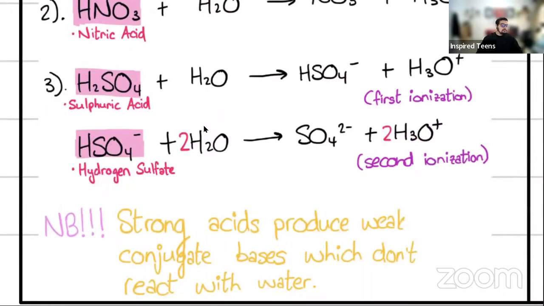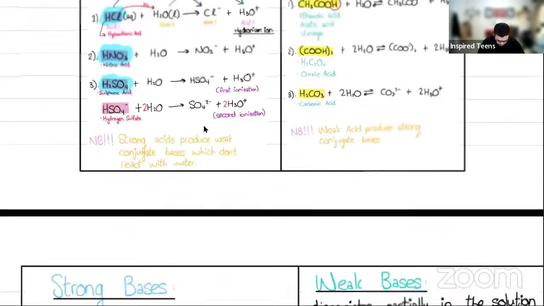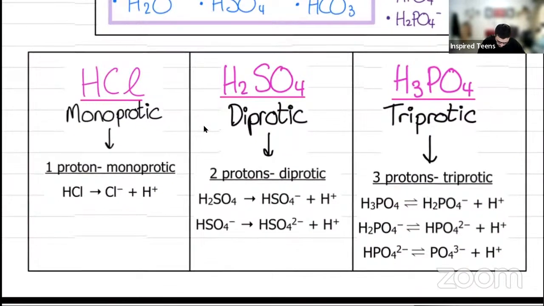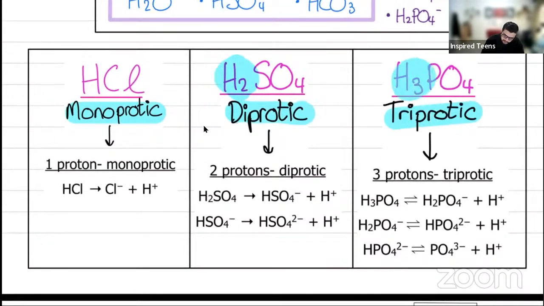So the third one has two reactions, because if we see the first one, HCl, HNO3, but this guy is H2SO4. So it has two hydrogens, and we refer to it as diprotic, meaning it has two hydrogens. HCl is an example of a monoprotic acid because it has one protic hydrogen, H plus. So monoprotic is one hydrogen, diprotic two hydrogens, triprotic three hydrogens.